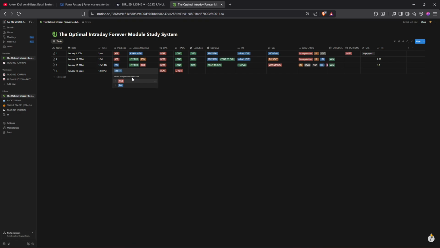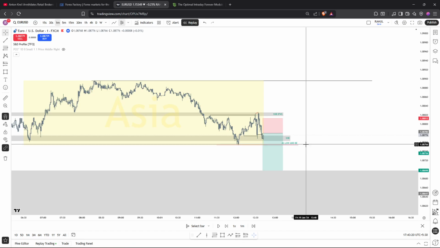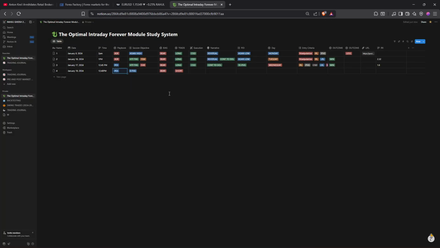Playbook is POI or HTF. Asian Creep Reversal. Making a POI only because I'm inside the 1 hour FVG. I'm executing the trade here, so that's the POI. Execution, continuation. POI is the 1 hour FVG.